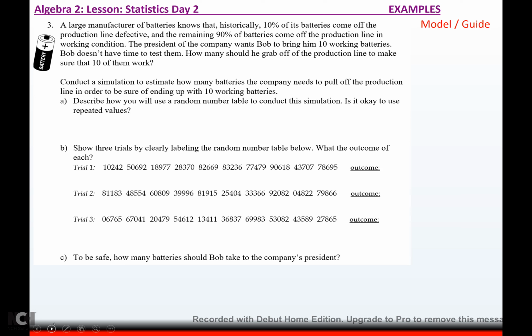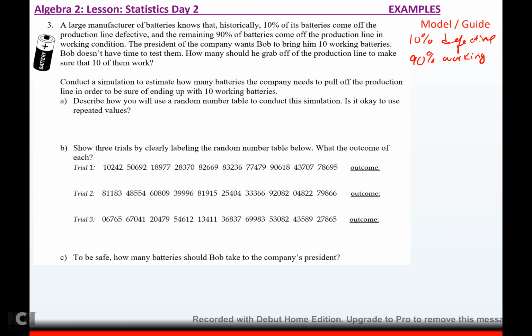So we know that 10% are defective, sorry, and 90% are working. All right, so what I'm basically trying to do is figure out how many do I have to grab to make sure that 10 of them are working. It says conduct a simulation to estimate how many batteries the company needs to pull off the production line in order to be sure of ending up with 10 working batteries. Describe how you will use a random number table to conduct this simulation.